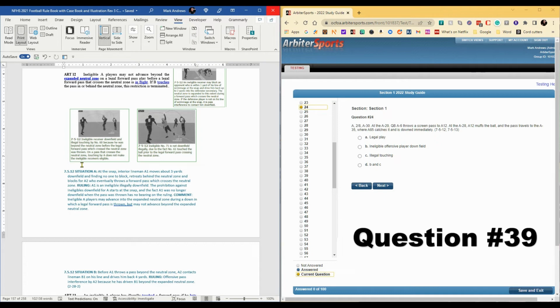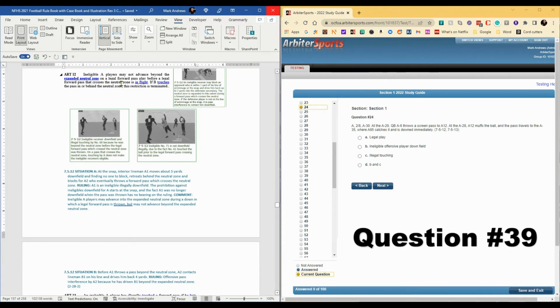The rule references are 7.5.12 and 7.5.13. 7.5.12 is the restriction against ineligible A players going beyond the expanded neutral zone, as we know, is the 2 yards into the defensive backfield from the line of scrimmage. So it has to be on a legal forward pass before a legal forward pass that crosses the neutral zone is in flight. So what that says is once the ball has left the quarterback's hand, the ineligible receiver cannot be more than 2 yards beyond the line of scrimmage. If B touches the pass in or behind the neutral zone, the restriction is terminated.